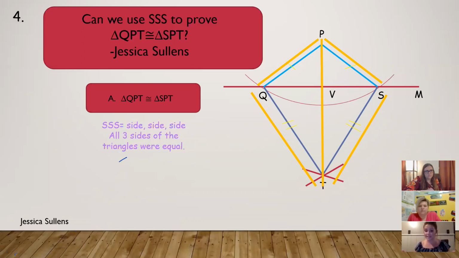Those are the sides. We can come down here and look at QT and then ST, and those are another set of sides that are equal or congruent. And then if we're looking at our third side, we see that they actually share a side, and that is PT. And of course, PT is going to be equal to PT. So we can use the SSS, because all three sides are congruent. They all match and they all go together. Okay. So that was a good explanation. Yes, thank you.